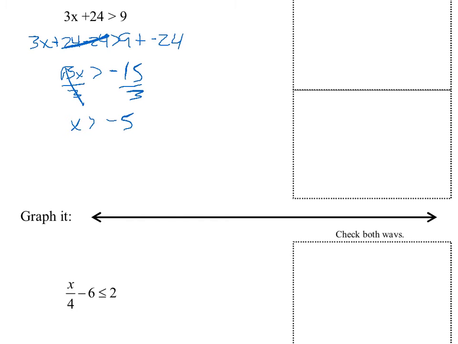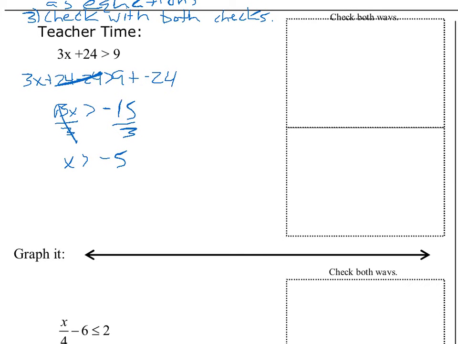Okay, I see almost everybody responding. And those of you who are responding are showing me no. So you see that we're dividing both sides by a positive, so that means that we are not flipping the inequality symbol. So we want to do our first check. Our first check is coming all the way back to the original inequality, 3x plus 24 is greater than 9. And we want to plug in the value we got here as our starting point.